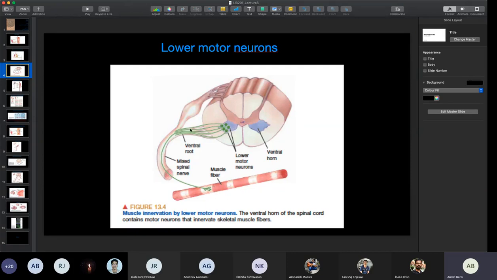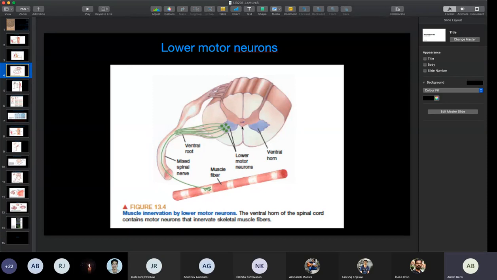And when the motor neurons go out, this is called the ventral root, and the mixed spinal nerve, because when you look at a nerve, these are not just motor neurons, they're sensory neurons too. So a nerve will have sensory neurons, which are going up, taking information into the central nervous system, and motor neurons, which are bringing out processed information from the central nervous system. And since this is called the dorsal horn, this is called the ventral horn of the spinal cord.